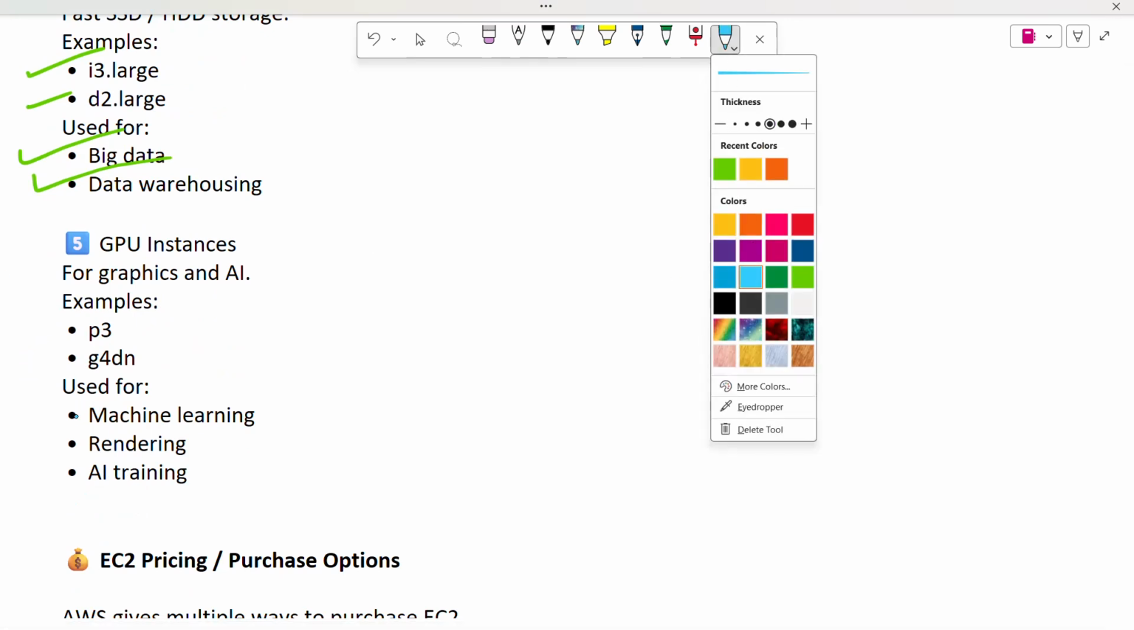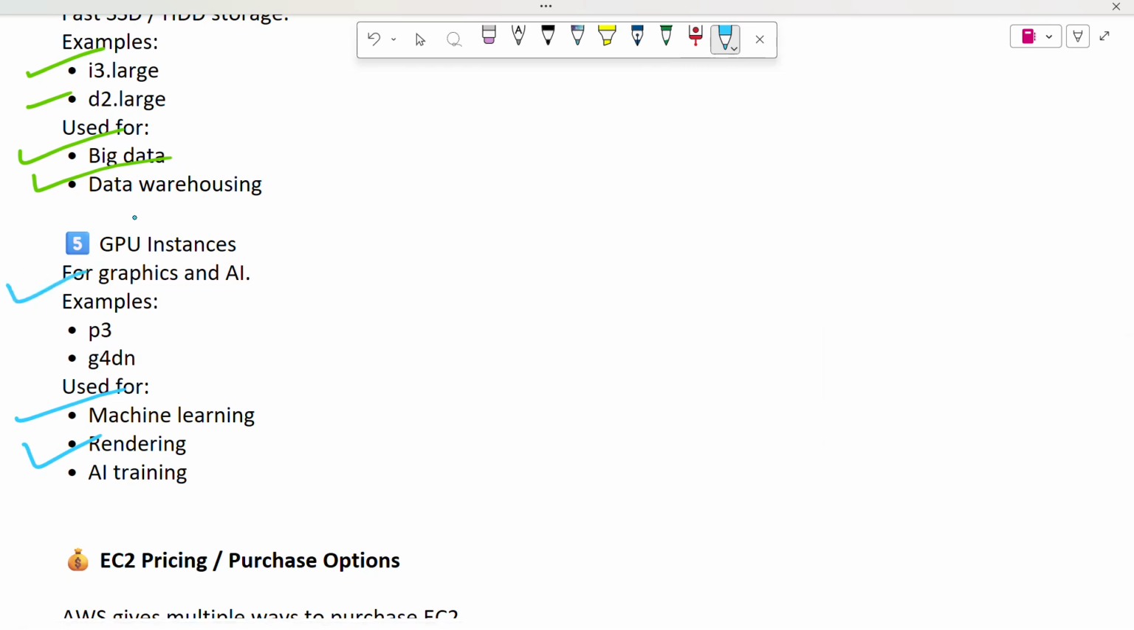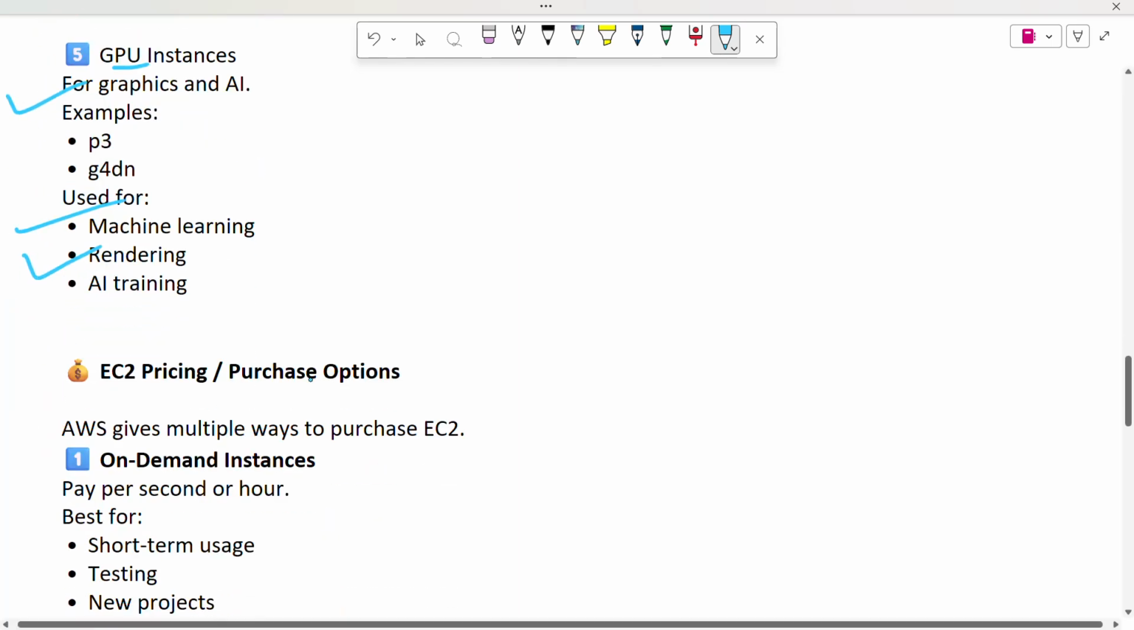GPU instances are used more for machine learning purposes, AI models and all, for graphics and AI based applications. Whenever a question is asked to you which relates to AI or graphics, in that case, you can make use of the GPU. The GPU graphics based instances can be used in this case.